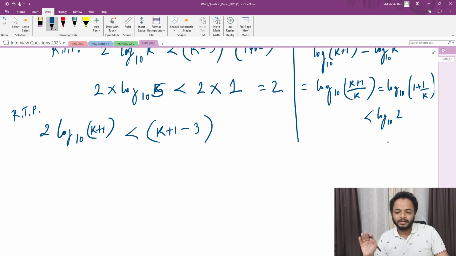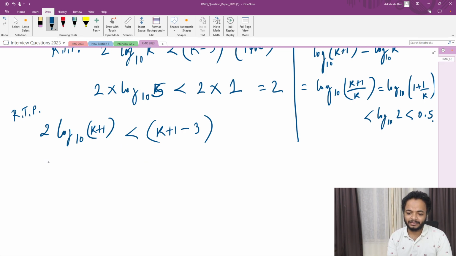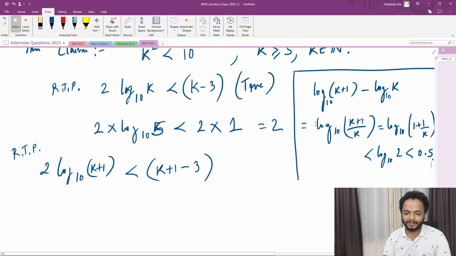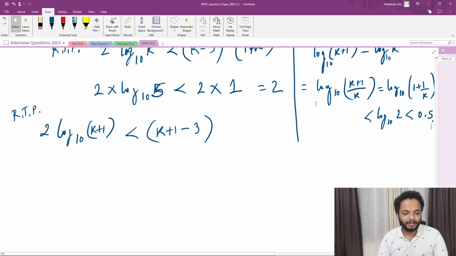Okay, so we can very well say that even 10 to the power half is also like 3 point something, right? So we can very well say that this is less than half or 0.5, strictly less than half. So if I use that, then I can very well say that log base 10 of k plus 1 is strictly less than half plus log k.